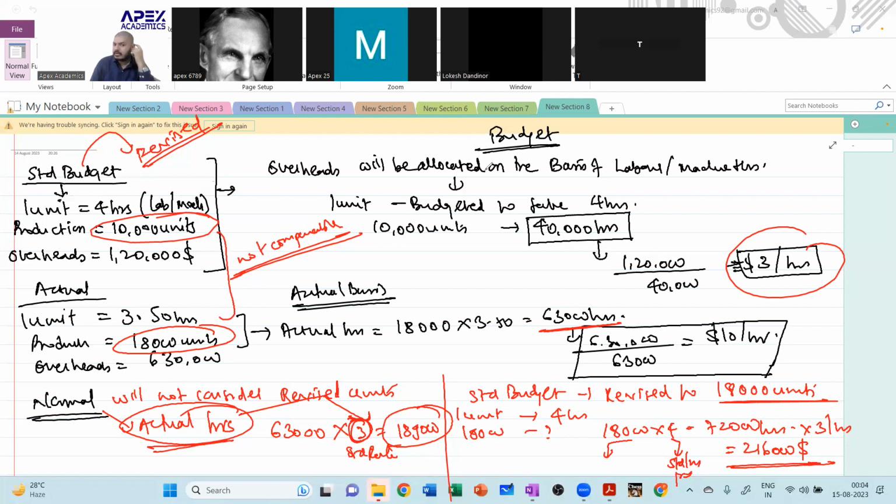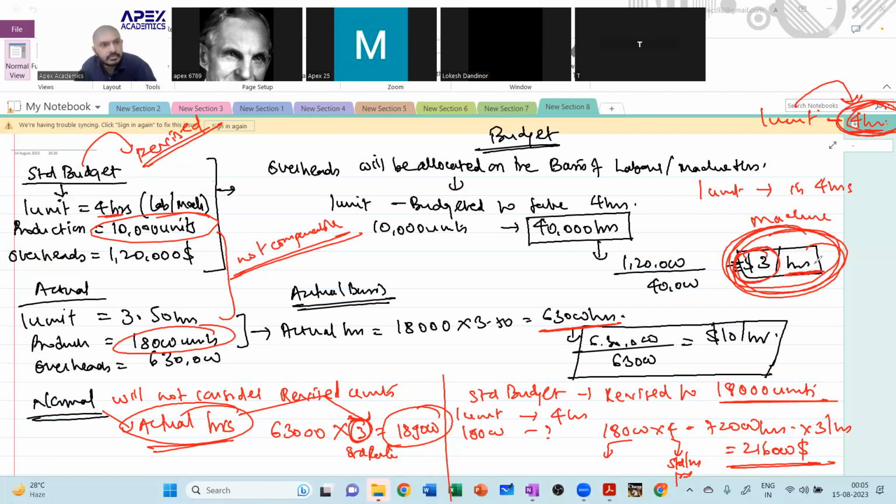Sir, how can we have two rates over here? 4 per hour and 3 per hour. Two standard rates. This is rate per unit. This 4 is not 4 per hour. This is 1 unit taking 4 hours to be made. Working on that machine costs you $3 per hour. You are making 1 unit in 4 hours and the machine on which you make it is operated at the rate of $3 per hour. Got it, sir. Understood?